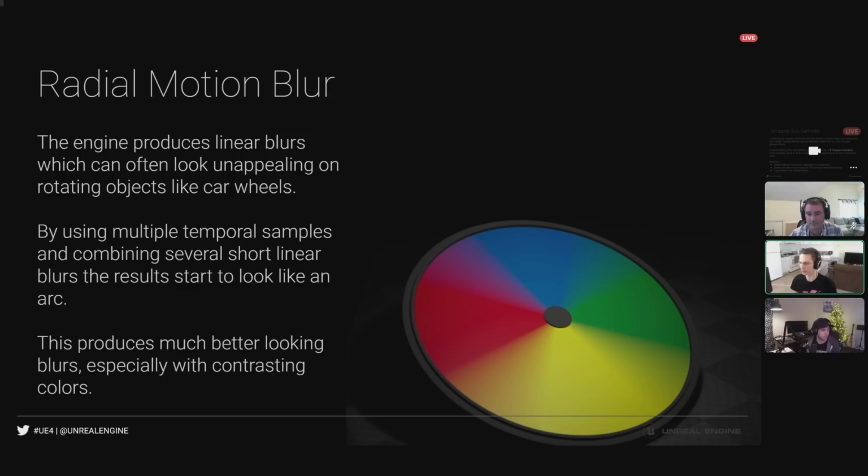So radial motion blur, this is something that's very hard to do in real-time engines. Usually real-time engines use a linear blur, and that's only going to give you straight lines. And this can look really unappealing on rotating objects like car wheels. By using multiple temporal samples and combining several short linear blurs, the results are going to start to look like a smooth arc.